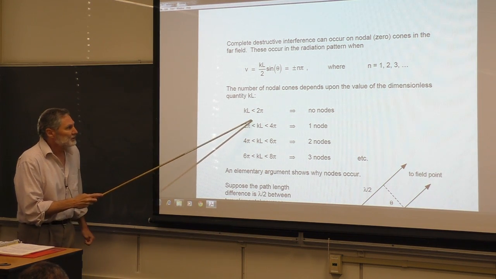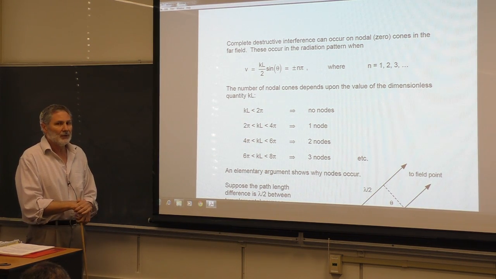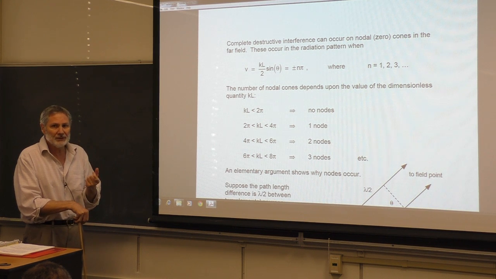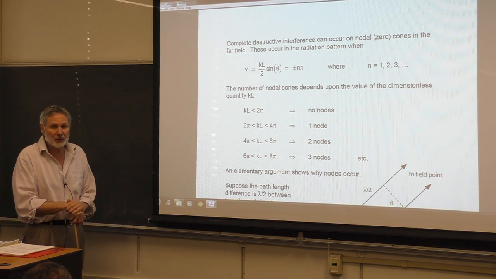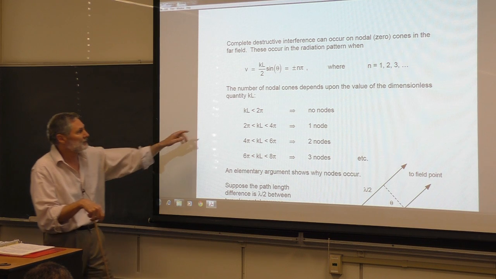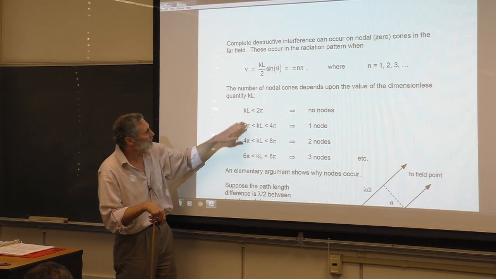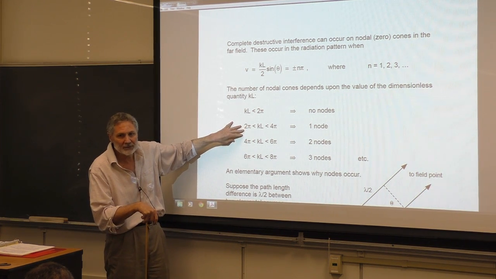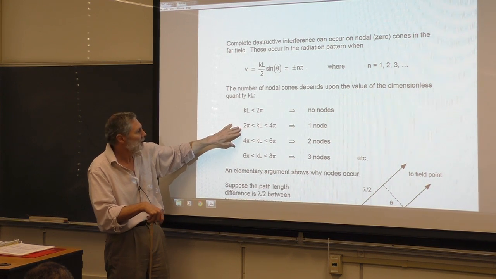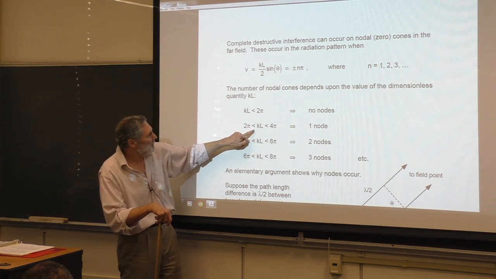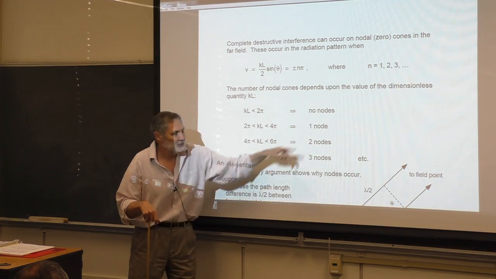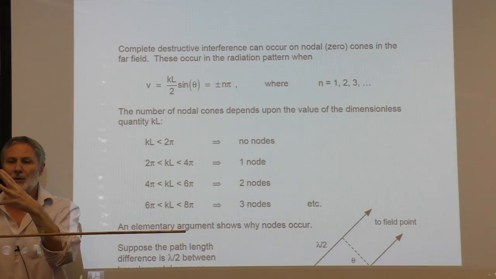So as we increase the KL factor here, we're increasing the frequency, we're decreasing the wavelength. We get more and more opportunities for destructive interference. You can show, it's not difficult to show, and we'll do a homework problem on this, and there'll be a quiz problem, that when KL is between these two values, you just get one nodal cone.